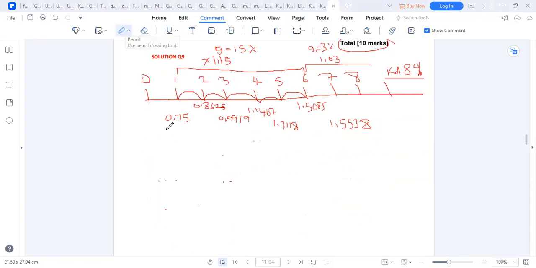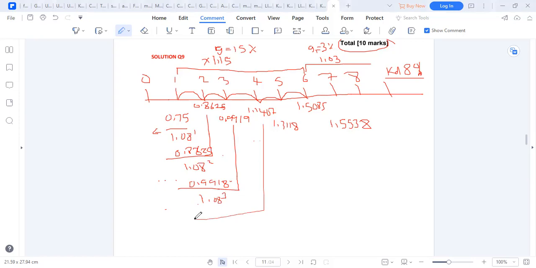So here we're going to divide this one by 1.08 to the power 1. This one, 0.8625, divided by 1.08 to the power what? 2. This one will be 0.9918 divided by 1.08 to the power 3. And this one, 1.1402 divided by 1.08 to the power 4.